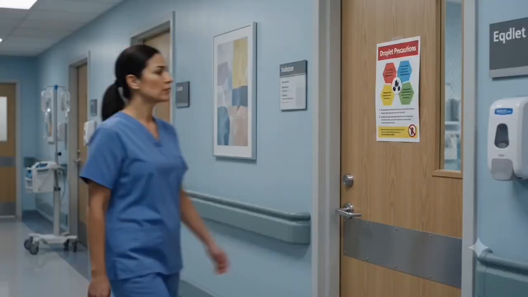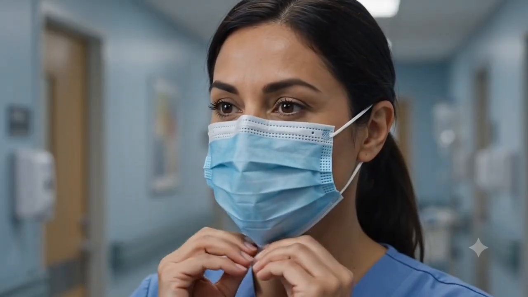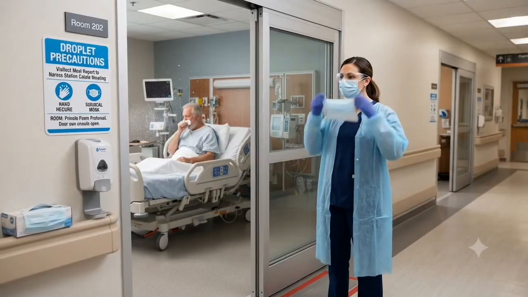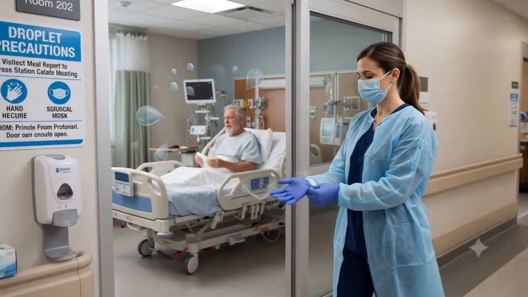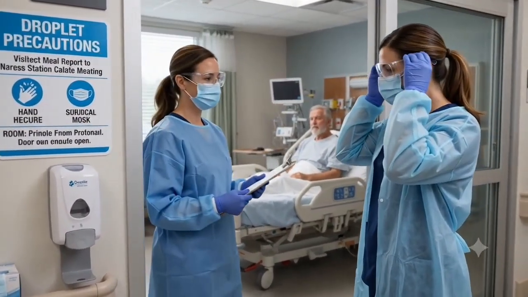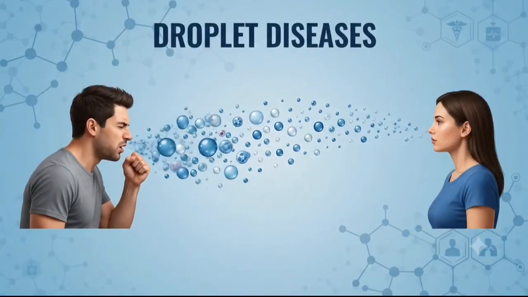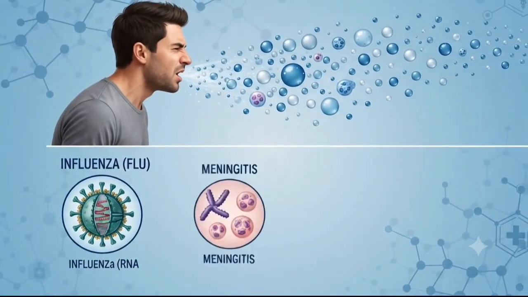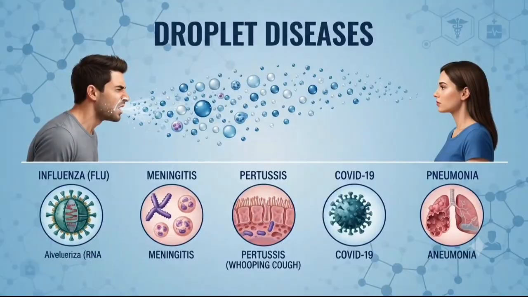Droplet precautions prevent germs spread by coughing or sneezing. Always wear a surgical mask before entering. In droplet precautions, wear a surgical mask within 3 feet of the patient. If you'll touch the patient, also wear a gown, gloves, and eye protection. Droplet diseases include influenza, meningitis, pertussis, COVID-19, and pneumonia. These germs spread through large respiratory droplets from coughing or sneezing.